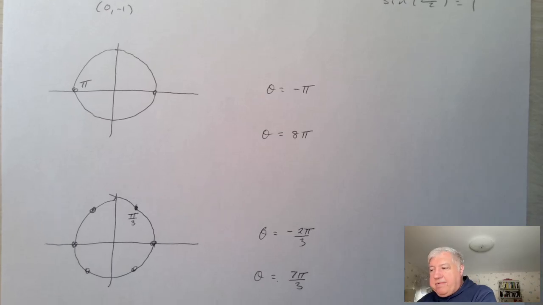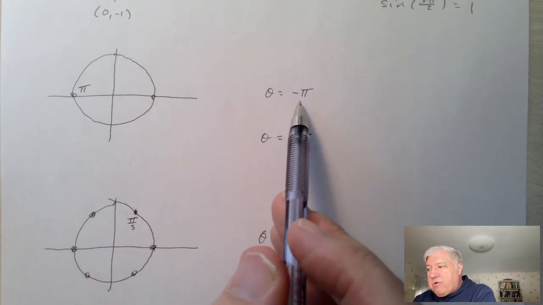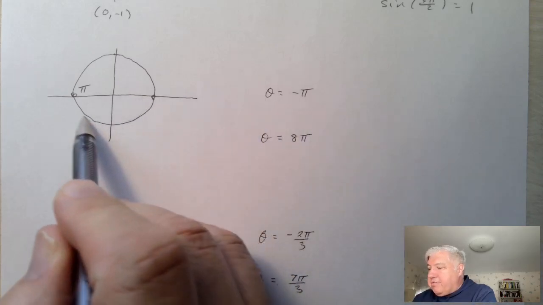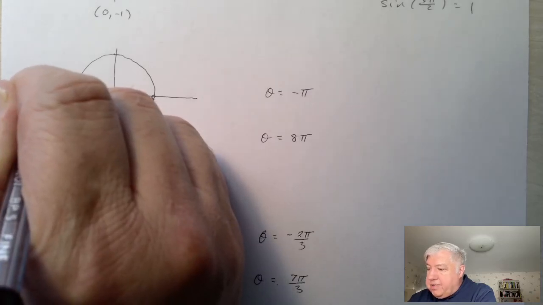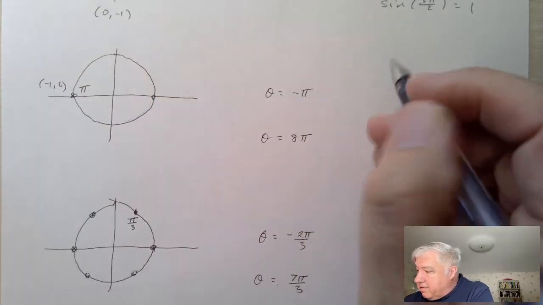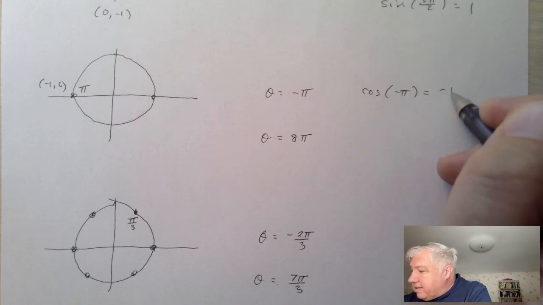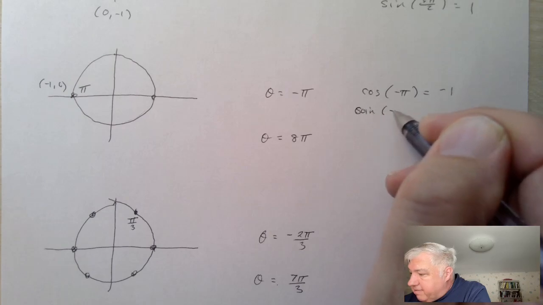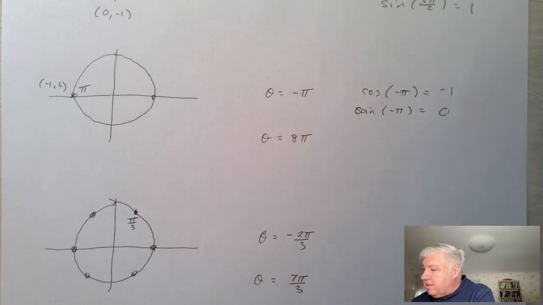Multiples of pi are even easier. We start here, and remember negative pi corresponds to negative 180 degrees. In the opposite direction, we are at this point, and the coordinate of this point is negative 1, 0. So the cosine of negative pi is negative 1, and the sine of negative pi is going to be equal to 0.